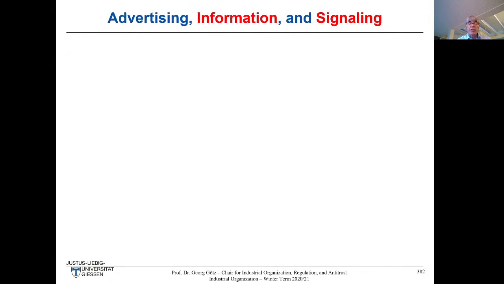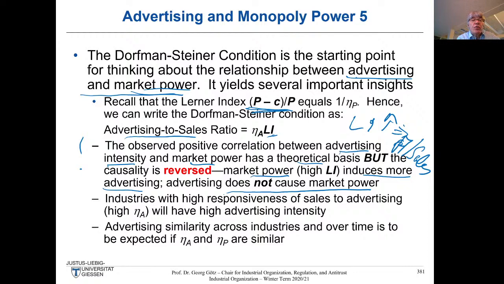Now, another point, of course, is that industries with a high responsiveness of sales to advertising, that's a high advertising elasticity, will have a high advertising intensity. That should also be clear, that's what you get from this here. If a 1% increase in advertising gives you a very high increase in demand, you will invest more than if you get a lower increase in demand, okay? That's rather straightforward. If advertising is more productive, you will invest more in advertising, and this investment then becomes visible as a high advertising intensity, as a higher advertising to sales ratio.